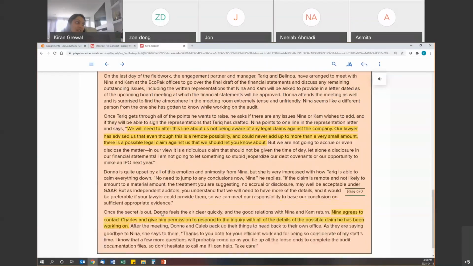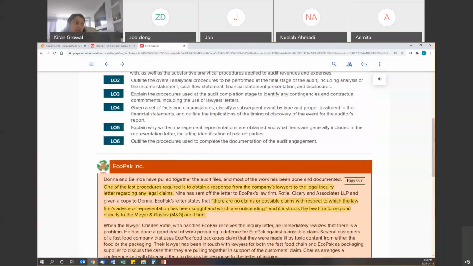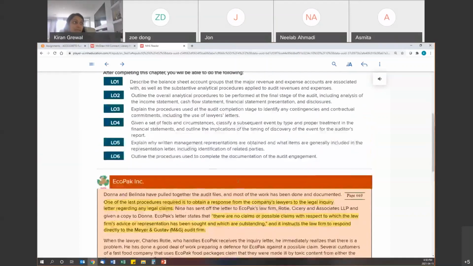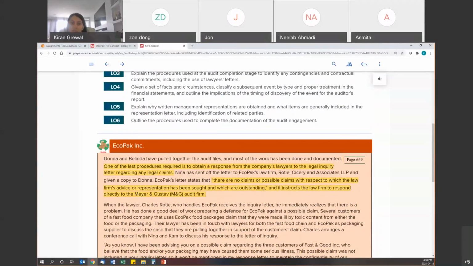All right, so that's the last EcoPack case. So the lawyer letter is one of the last procedures that we do to determine if there are any outstanding claims that we might have to get the client to accrue for or disclose. Any questions on this? Any questions? Doesn't look like it.